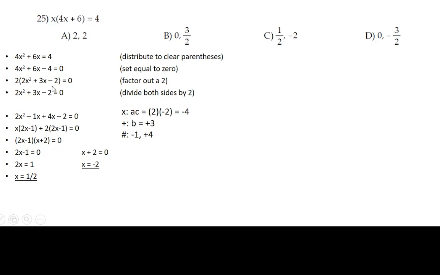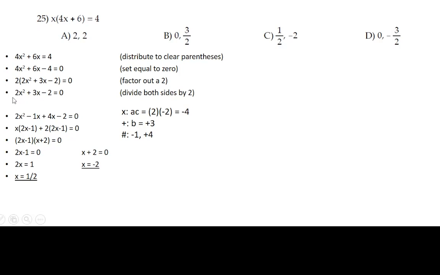Now we can factor out a 2 and then divide by that 2 to make it go away. 0 divided by 2 is still 0. We now have 2x squared plus 3x minus 2 equals 0. We need to factor the trinomial.